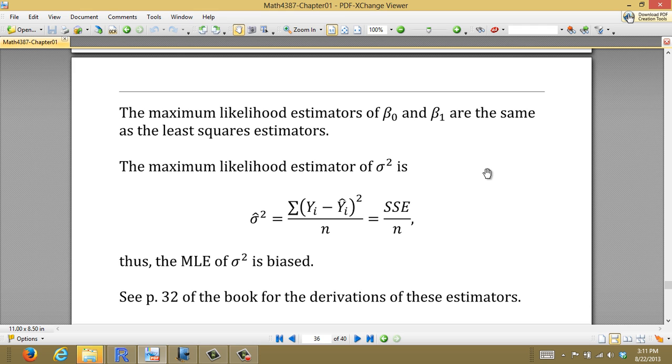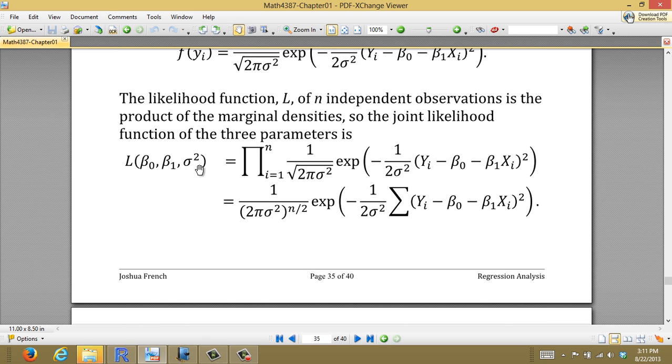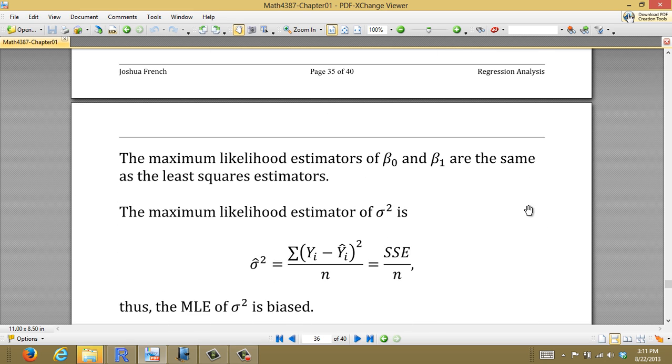On the other hand, if you use this formula to find the maximum likelihood estimator of sigma squared, so we take the derivative of this function with respect to sigma squared, set it equal to 0, and solve for sigma squared, we'll see that the maximum likelihood estimator of sigma squared is going to be the error sum of squares divided by n.